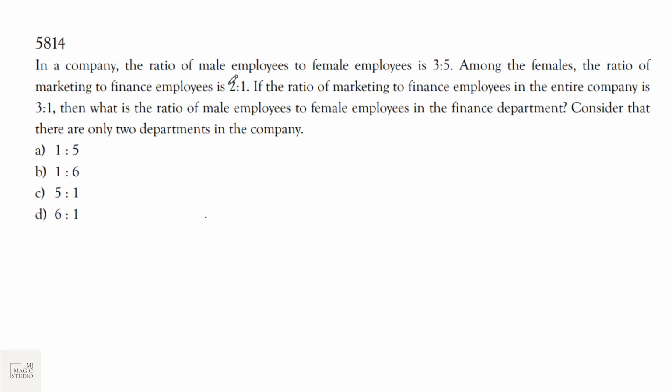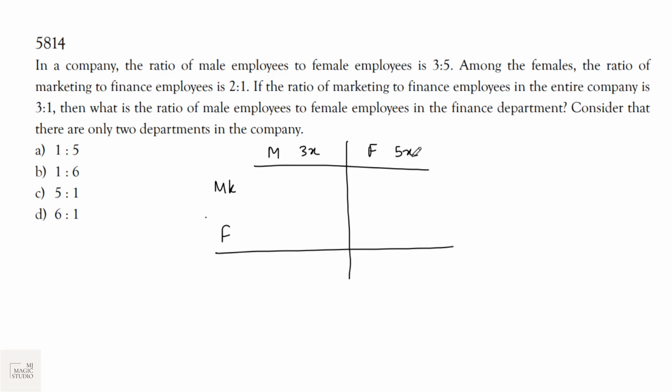In a company, the ratio of male employees to female employees is 3:5. Let me take male, female, 3x, 5x. Among the females, the ratio of marketing to finance employee is 2:1. So we'll divide 5x in the ratio of 2:1. That would be 2/3 of 5x, that is 10x by 3, and 1/3 of 5x is 5x by 3.